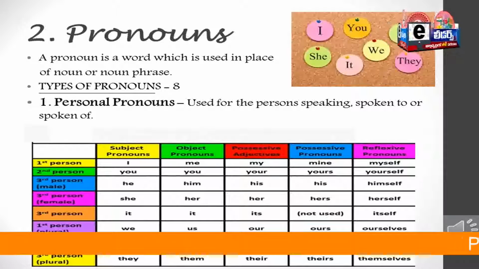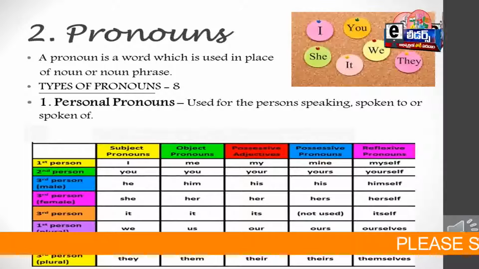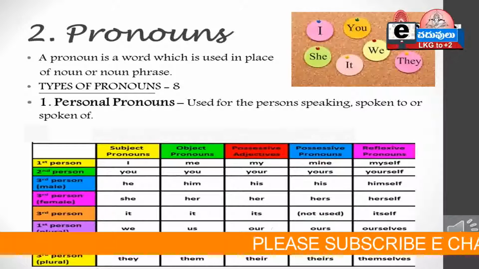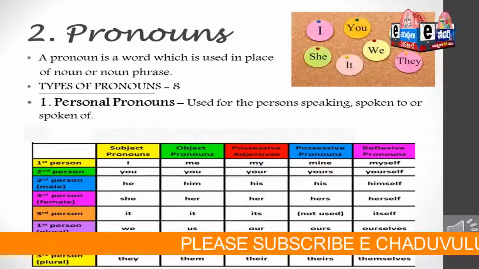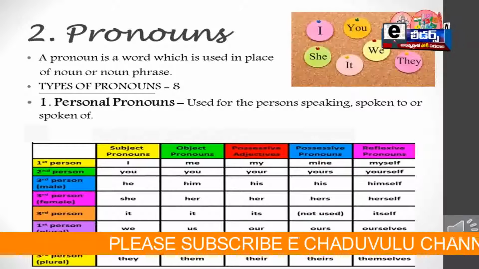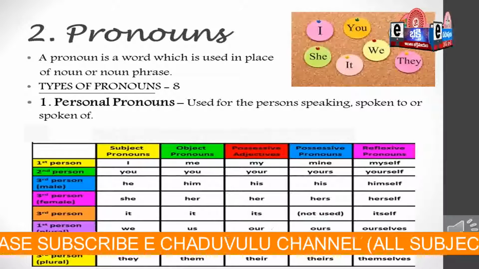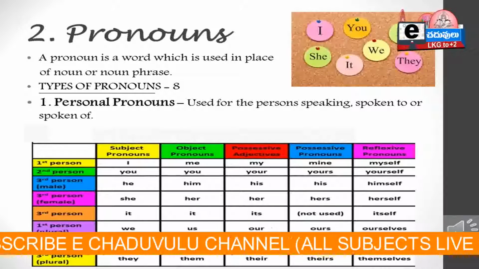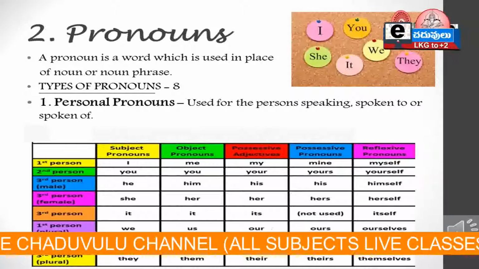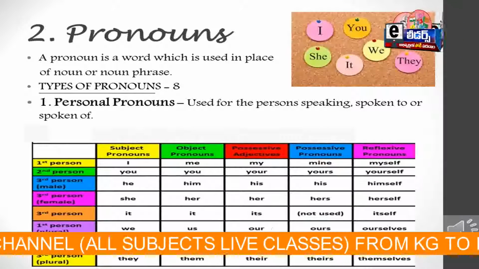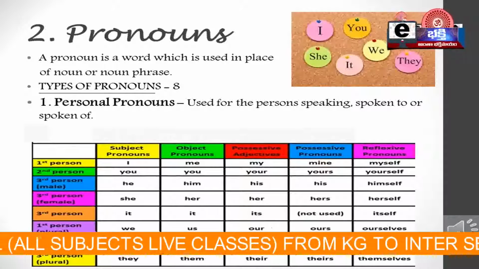First person, used as subject, is I. Second person used as subject is you. Third person used as subject is he, she, it. And first person used as subject in plural is we. Second person used as subject in plural is you. And third person used as subject in plural is they.